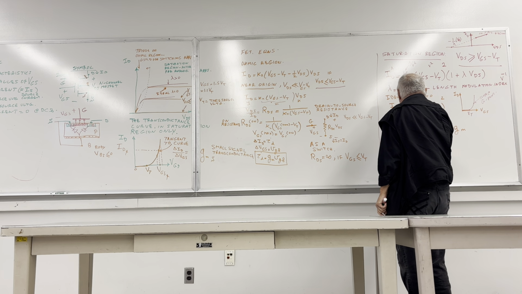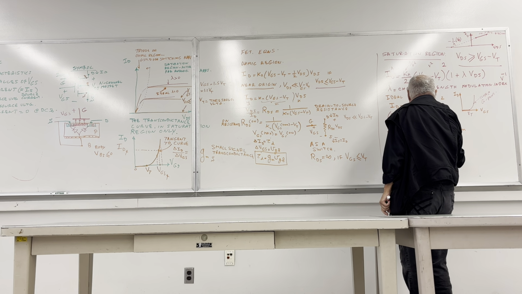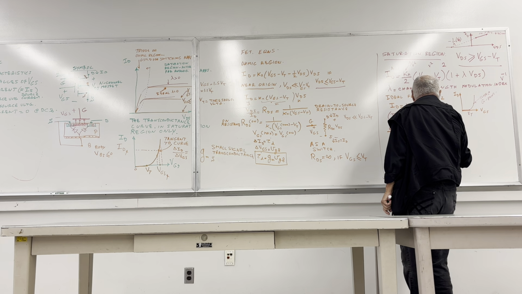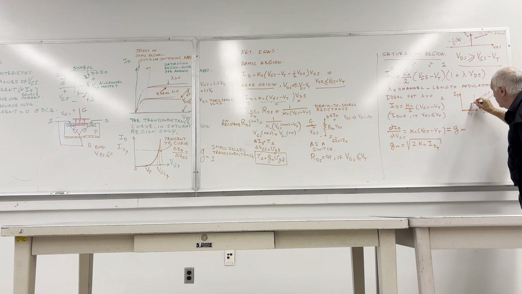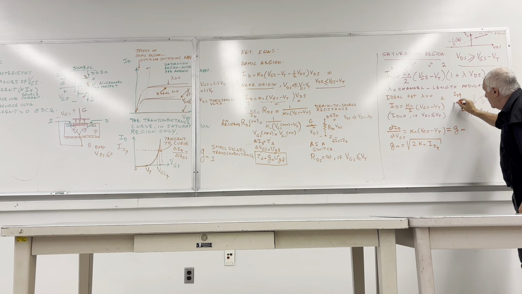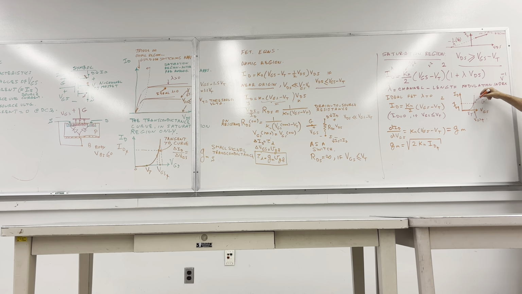equal to radical 2 Kn ID quiescent. ID quiescent is the current ID Q. So this is VGSQ, this is VGS quiescent, and that is the slope at the operating point, the Q point. So that is another formula which calculates GM.